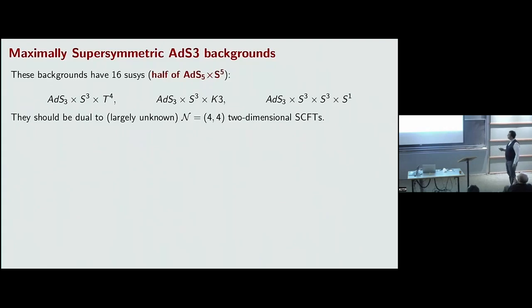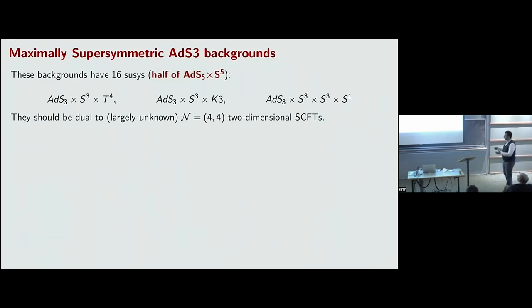So I will be talking about AdS3 CFT2, and there are actually several classes of AdS3 backgrounds that preserve quite a lot of supersymmetry, 16 supercharges. That's half of the case of AdS5 cross S5, which is by far the maximally supersymmetric one. And they're all of the form AdS3 cross S3 cross something else. You could have T4, you could have K3, or you could have another sphere and a circle.